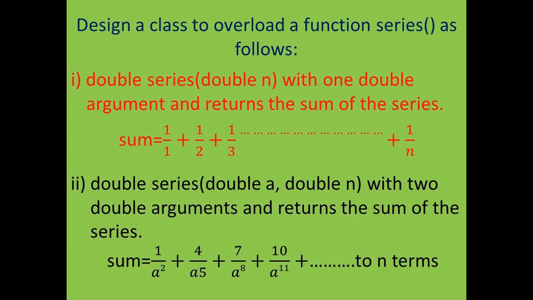the series. Sum is equal to 1 by a square plus 4 by a raised to 5 plus 7 by a raised to 8 plus 10 by a raised to 11 plus etc. to n terms. Here we have two functions in the same class. We have to create these two functions in the same class. But we can see both have the same function name. This is what is called function overloading or polymorphism.